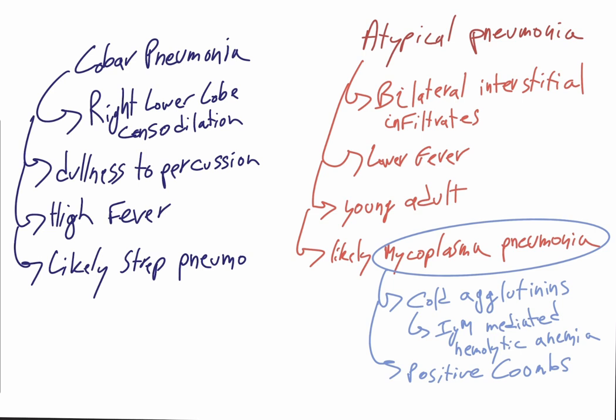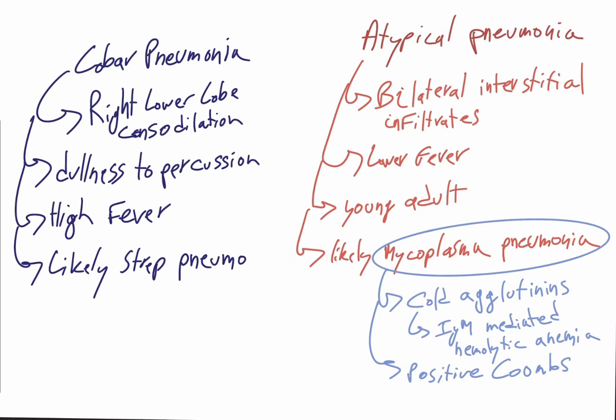You'll also find dullness to percussion, as well as a high fever. I'm talking about over and around 102 Fahrenheit. That makes this likely strep pneumo. As far as atypical pneumonia, what you'll find is bilateral interstitial infiltrates, a lower fever, and this will be found in young adults. That makes this likely mycoplasma pneumonia. Mycoplasma pneumonia causes cold agglutinins. This is IgM-mediated hemolytic anemia and a positive Coombs test.